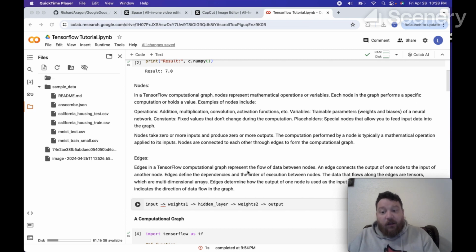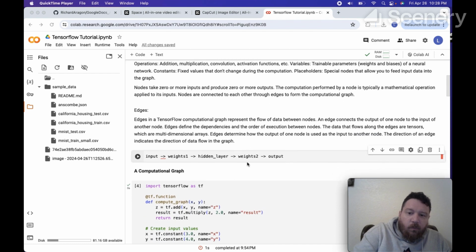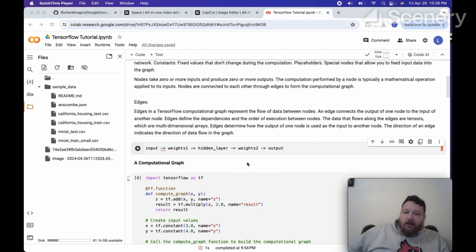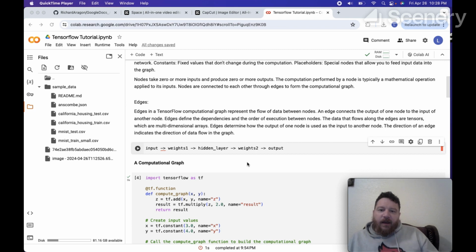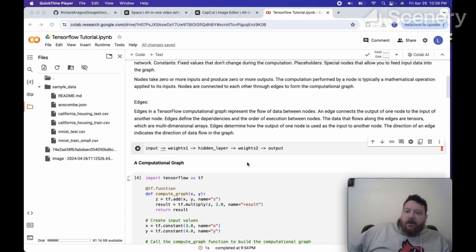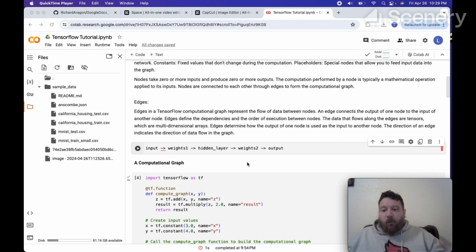So the edges are the glue, the connection, and again, edges are the direction. Edges in TensorFlow represent the flow of data between nodes. An edge connects the output of one node to the input of another node. Edges define the dependencies and the order of execution between nodes. The data that flows along the edges are tensors, which are multi-dimensional arrays. If you're familiar with programming languages and arrays and multi-dimensional arrays, it's exactly what we're talking about. It's just building more complicated, arrays of arrays, right?